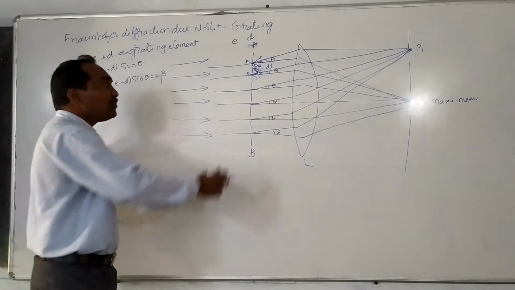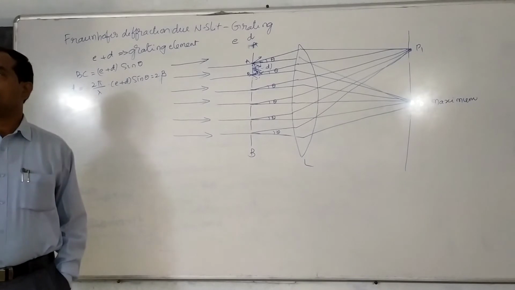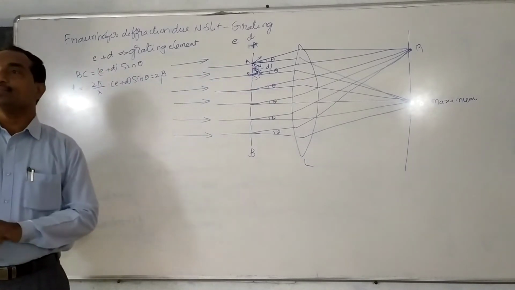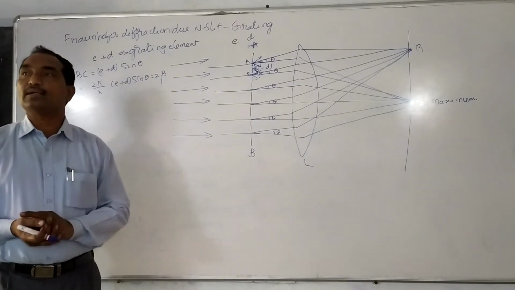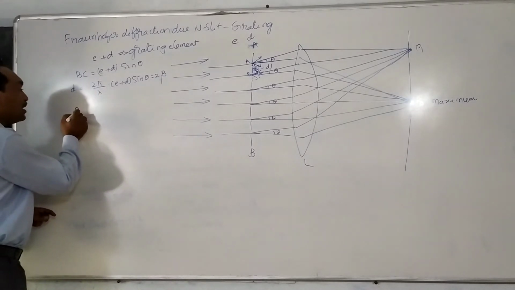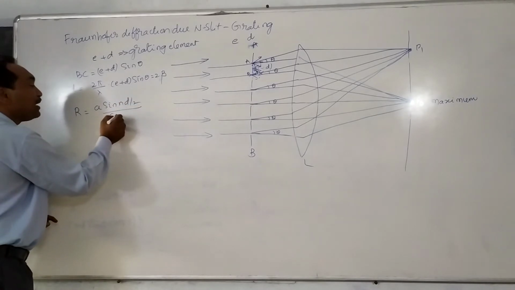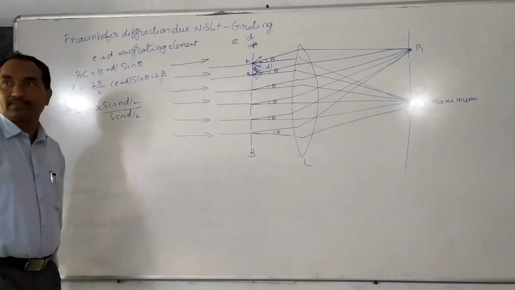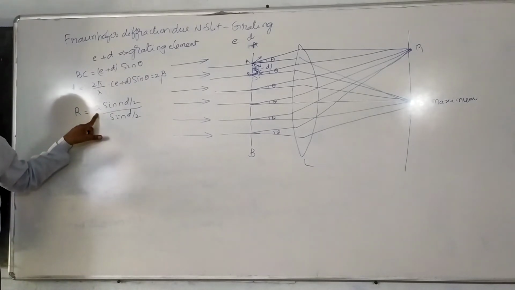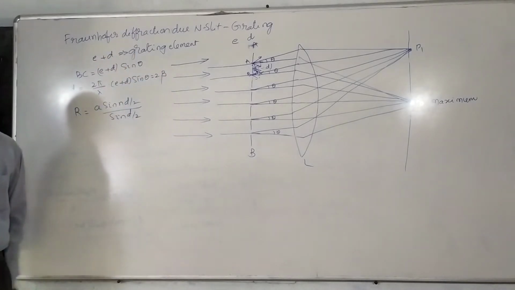Now, what is the resultant amplitude of all these waves? That is what we require. There are n slits, so n waves or n vibrations are passing. Very first we discussed the resultant amplitude due to the n vibrations. How much is that? R is equal to A sin(n delta by 2) by sin(delta by 2). Very first question of this chapter. Where A is the amplitude of the single vibration, and delta is the phase difference between two consecutive vibrations.